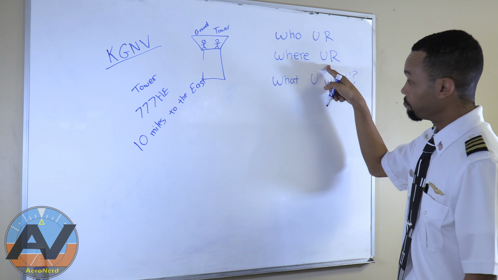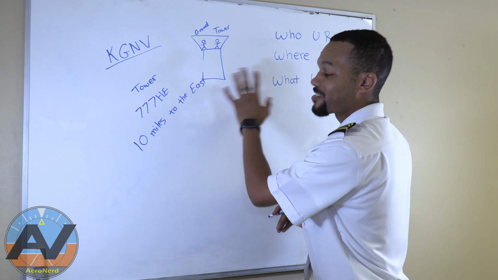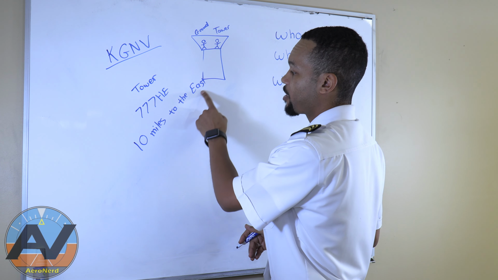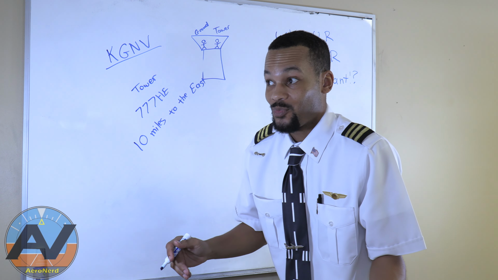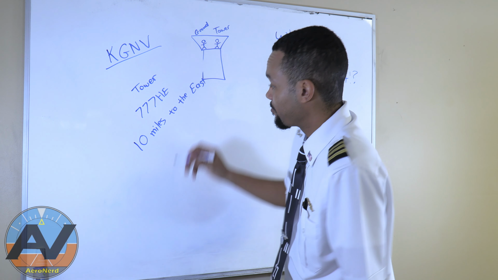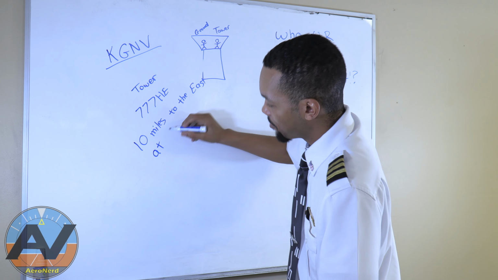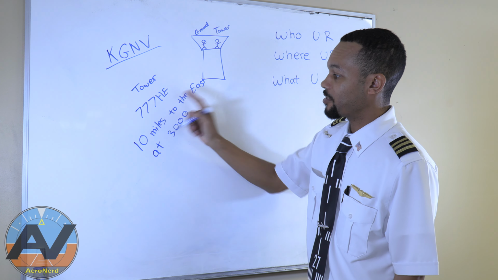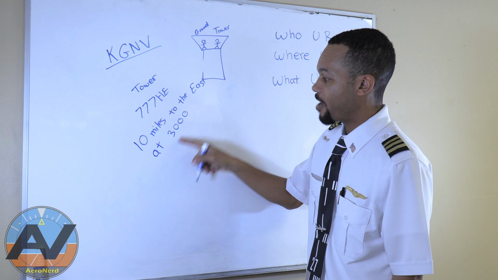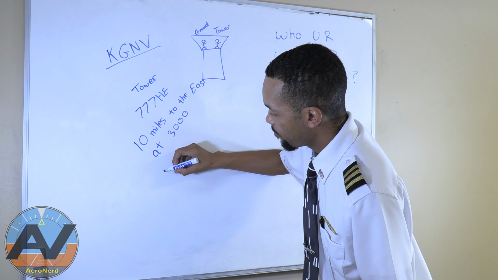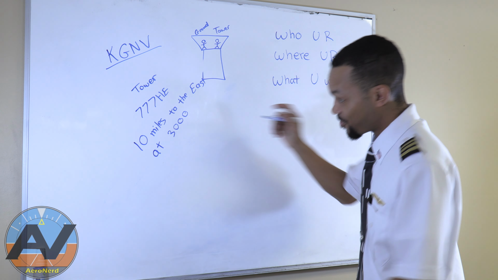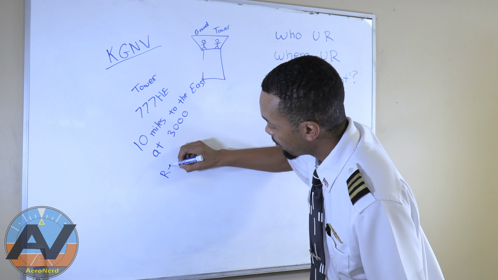Where we are, and in some cases you can actually be more specific. I'm 10 miles to the east at 2,000 feet or 2,500 feet. So let's just say 3,000. 7 Hotel Echo, 10 miles to the east at 3,000. And then what you want? You want to come in and land, right? So request.